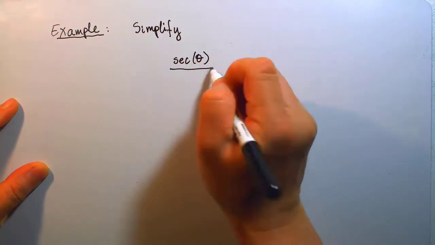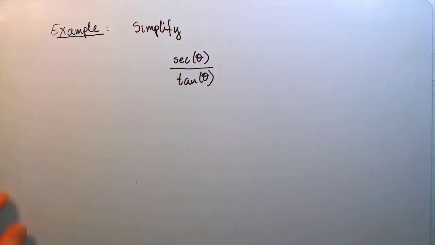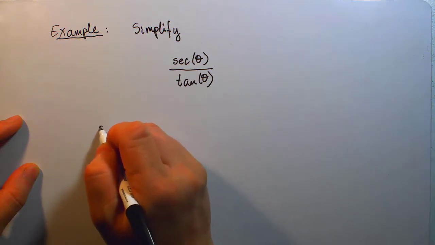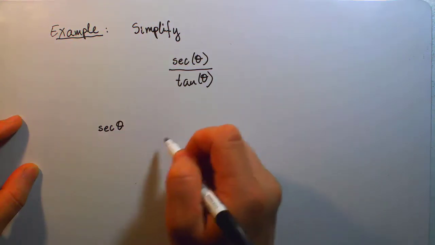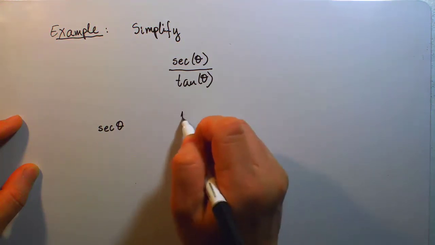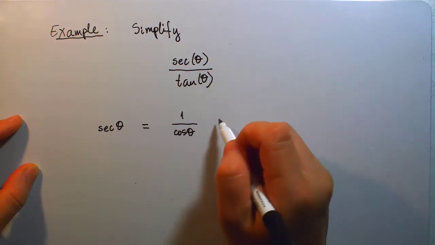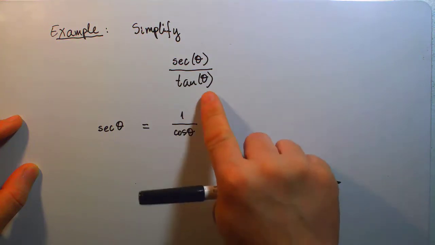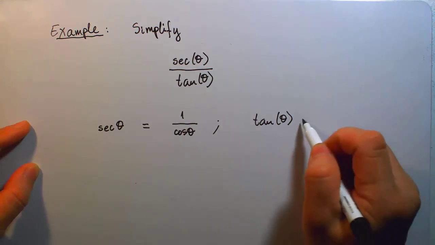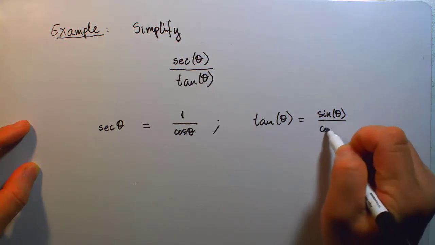secant of theta over tangent of theta. And so secant of theta is known to be 1 over cosine of theta. And on the other hand, we already knew from the denominator here that tangent of theta, any angle theta, is defined as sine of theta over cosine of theta.